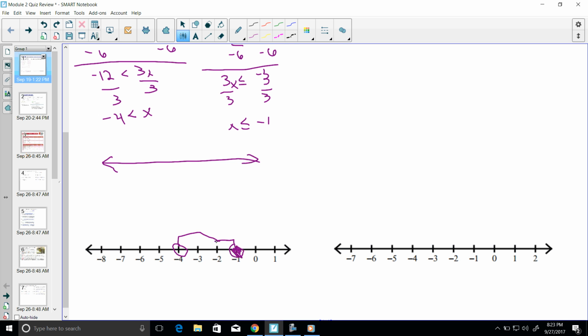If you're going to now look at this graph and write the inequality, remember x is in the middle, with less than symbols. -4 is the smallest, -1 is the largest. This one's filled in, so you have a less than or equal to symbol underneath that.